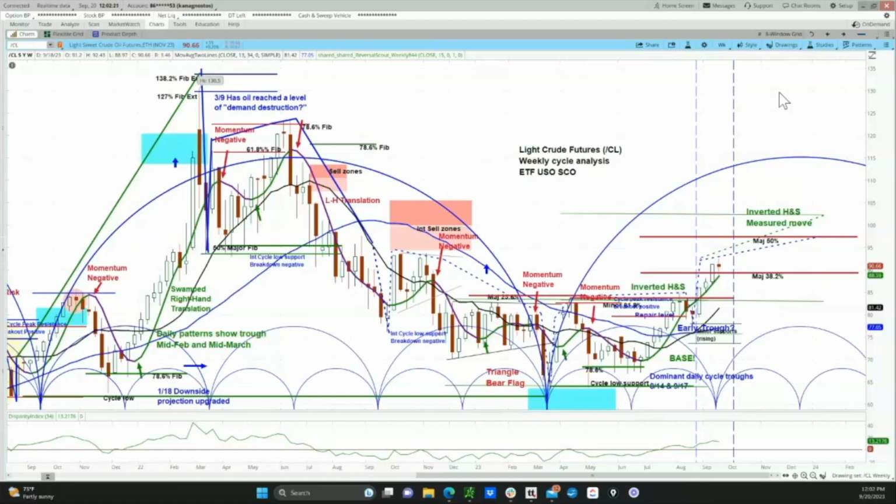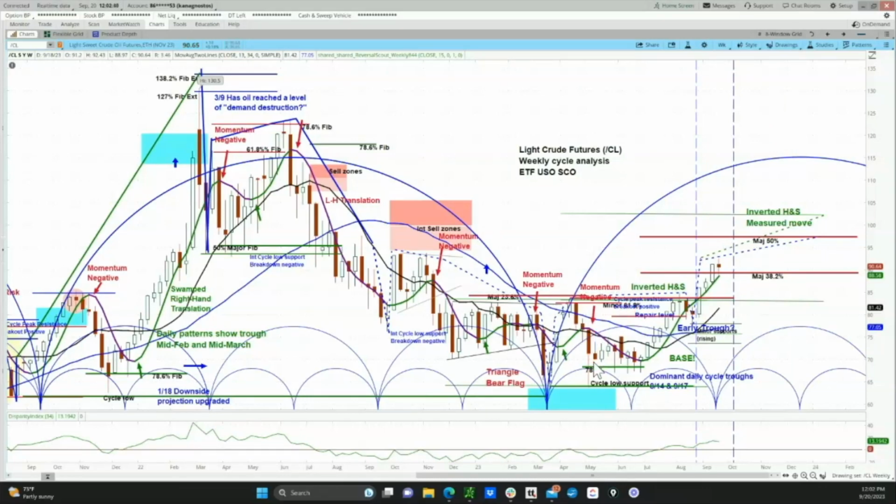This is the weekly chart of light crude futures, and the first thing I want to call your attention to is this very large 78-bar dominant cycle. It is broken into minor thirds, and those minor thirds are also further broken down into minor half cycles. So these are harmonic families.